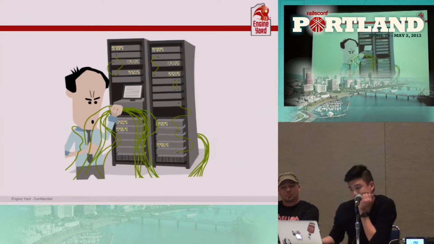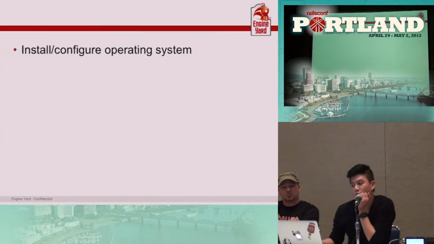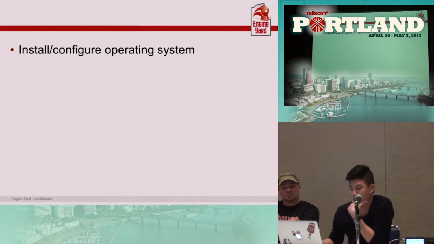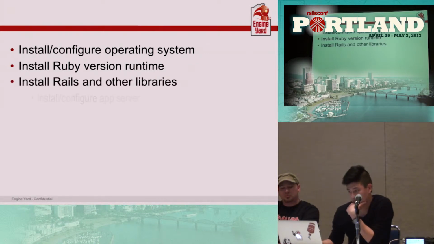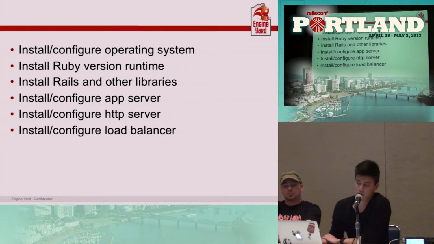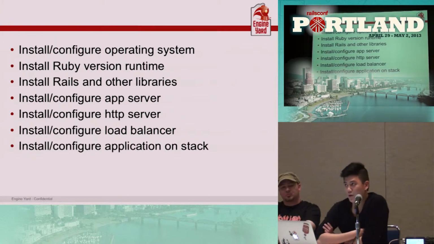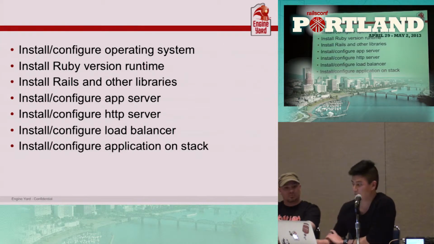He's stressed out because not only is traffic growing, you have to install and configure an operating system when you're doing everything on your own. You have to install Ruby. You have to install Rails. You have to configure an app server. And you have to configure a web server. Then you have to configure a load balancer. And then after all that, you have to configure your application on there. And when all of that is complete, you have to pray that it all works. And anytime you make stack changes or you make changes to your code, you have to pray again.